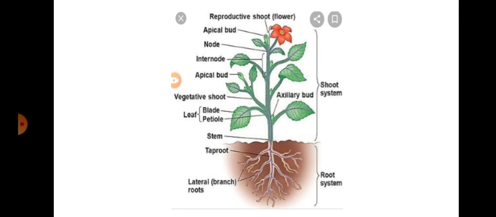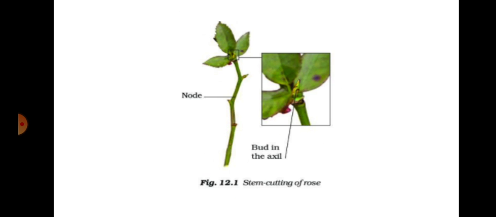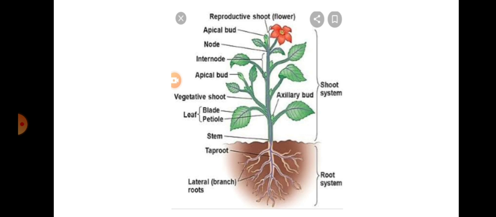The first one, shoot. A young plant is often termed a shoot. You see the picture. Generally, it refers to the part of the plant which has a stem, leaves and flowers. This shoot system is used for asexual reproduction.